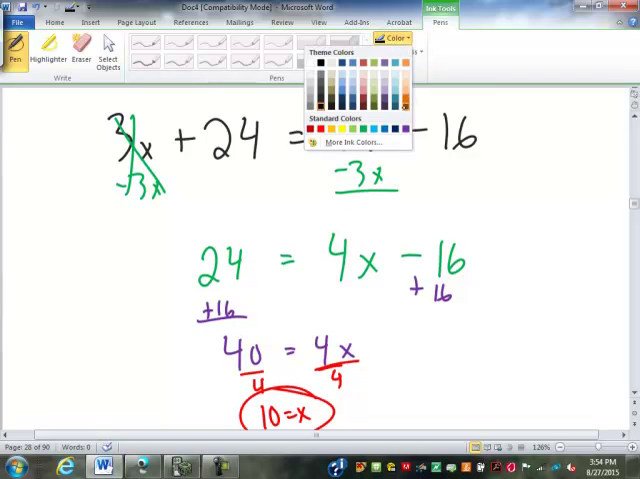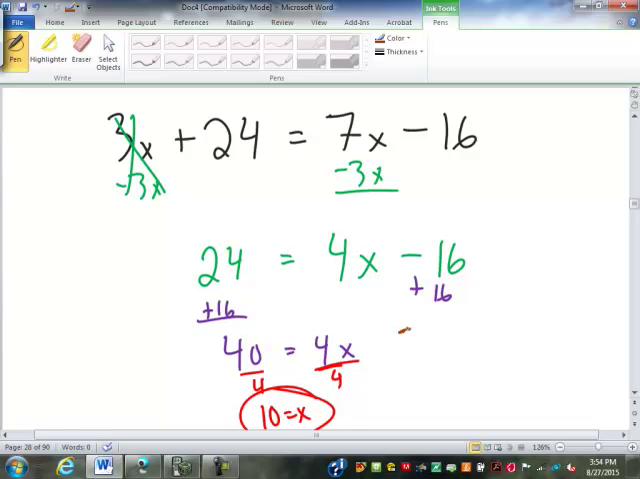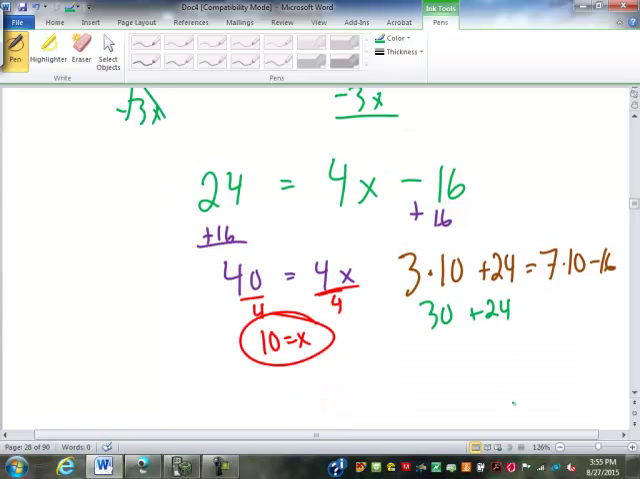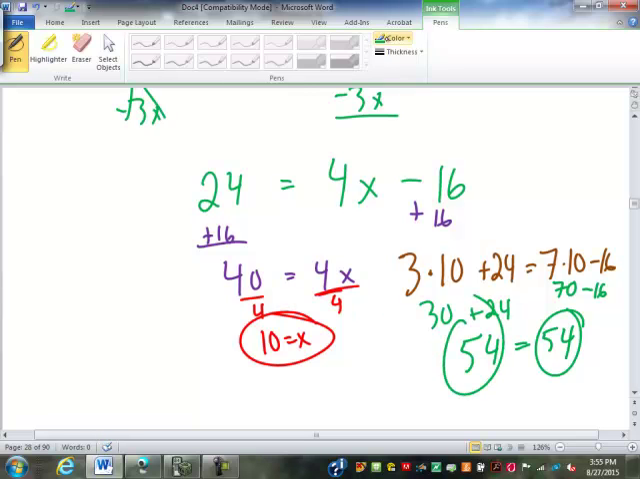We haven't done this for a couple problems, so let's do it. Let's double check this. So this is going to be 3 times 10 plus 24 equals 7 times 10 minus 16. 3 times 10 is 30, plus 24 is 54. 7 times 10 is 70, minus 16 is 54. So it reassures us that that answer is most likely correct.